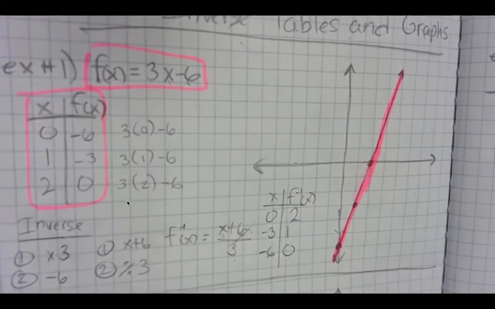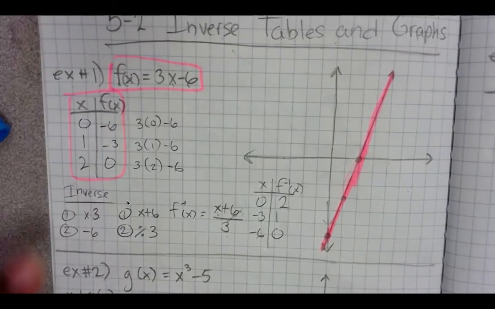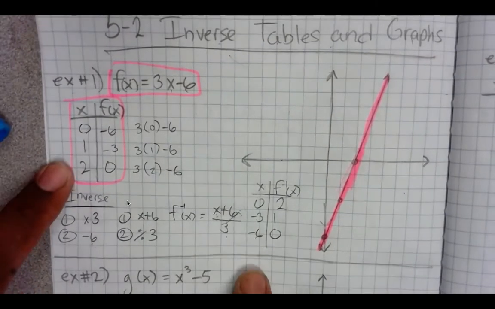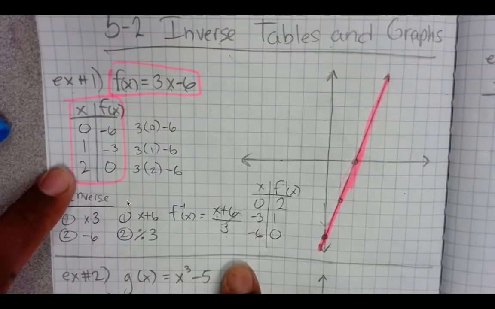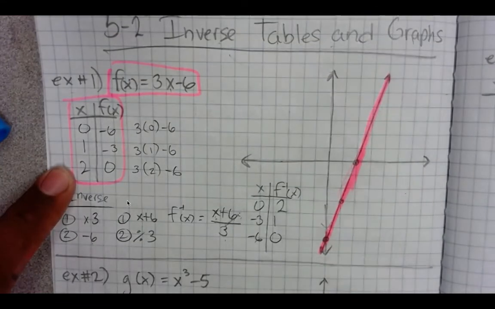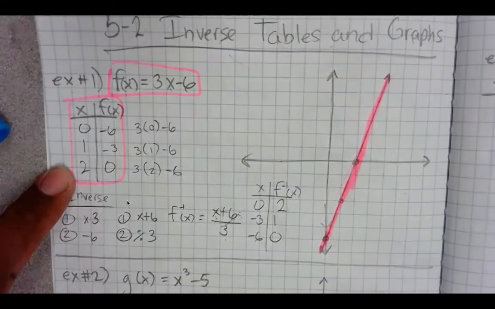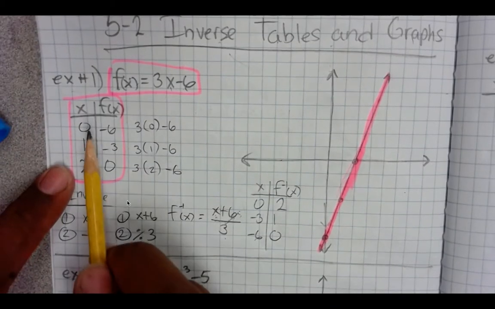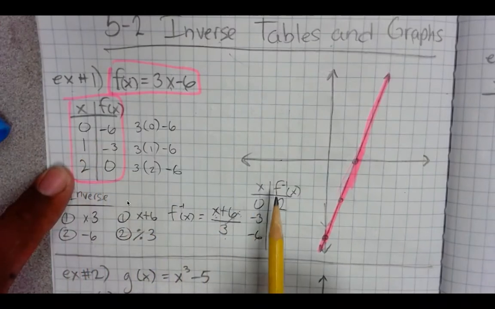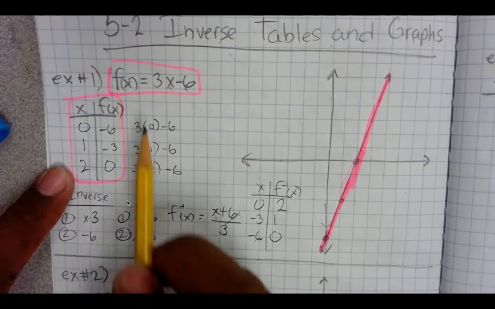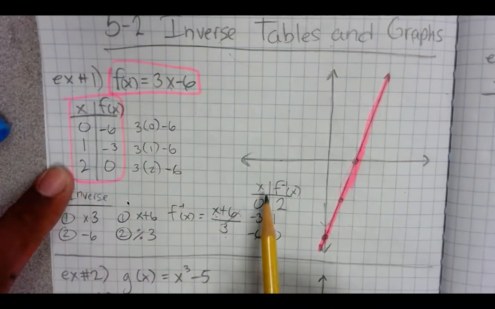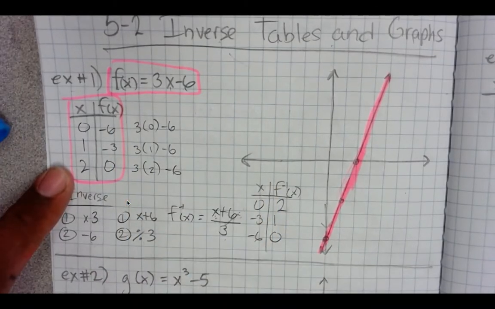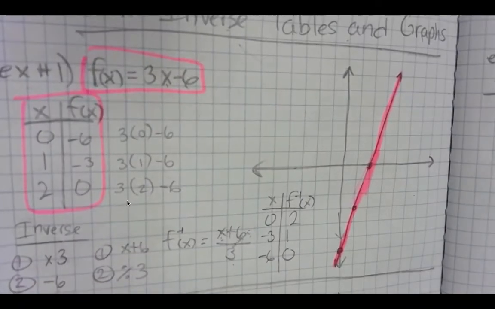All right. What do you guys notice about the two tables? What switched? Be more specific. What actually changed? So, like here, the x values became the what over here? The y values. And then the y values became the x values. So it's like the inputs and the outputs just switched.